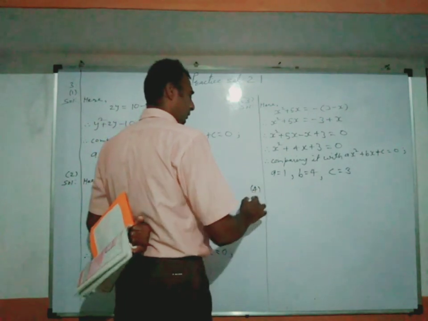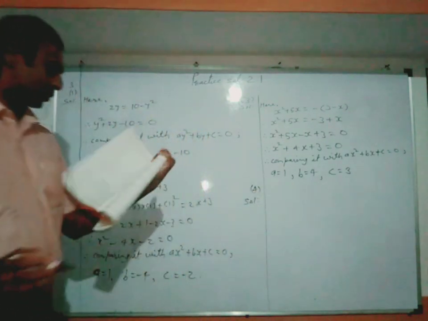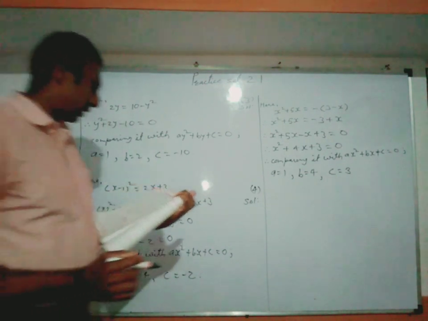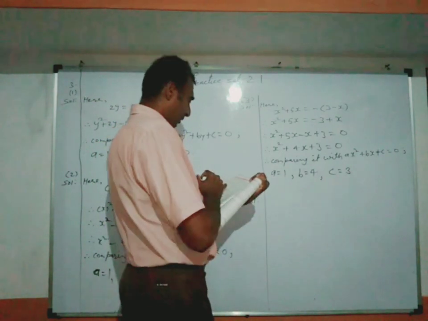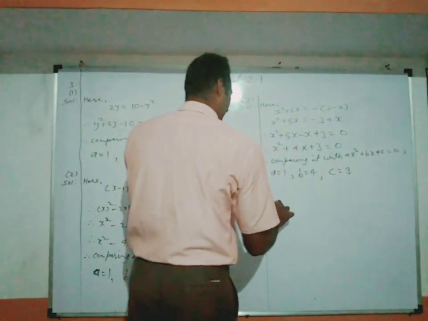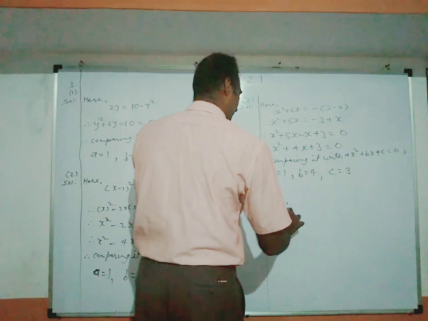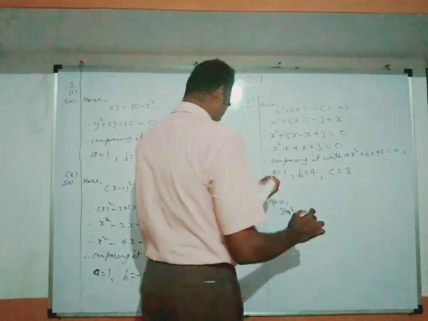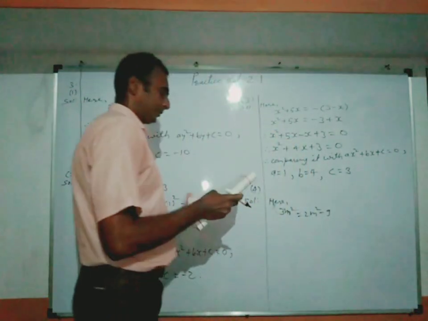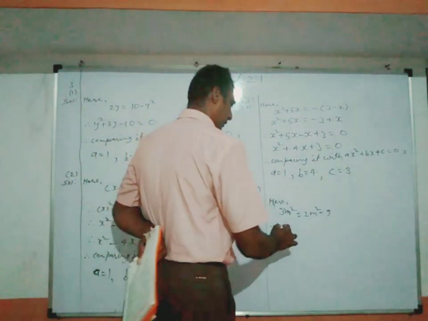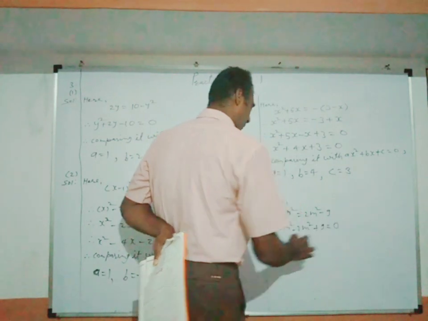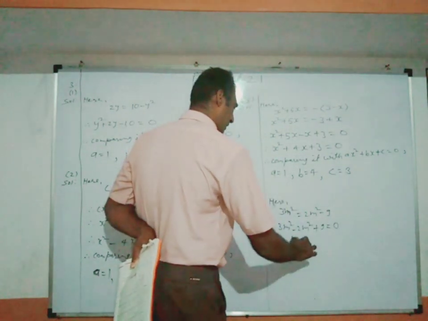Number 4, solution. What's question 4th? It is 3m square equals 2m square minus 9, and therefore 3m square minus 2m square plus 9 equal to 0, and therefore it is m square plus 9 equal to 0.